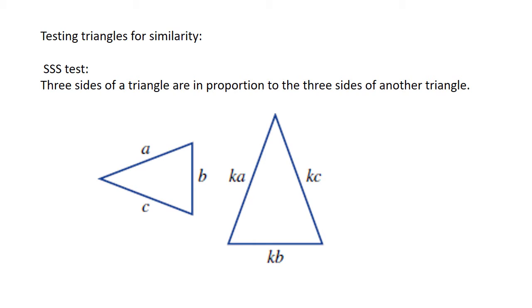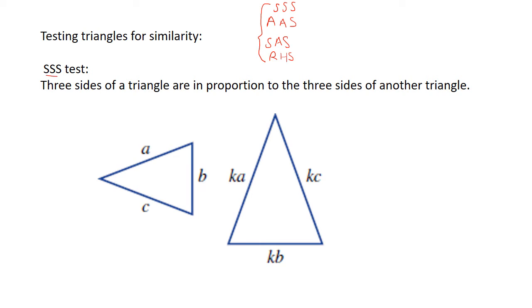Testing triangles for similarity. Before, when we looked at congruence, there were 4 tests for congruency. Let's just quickly do a review. So there was the angle, angle, side rule. There was the side, side, side rule. There was the SAS rule, the side, angle, side rule, and the RHS rule. Okay, so the rules for testing triangles for similarity are very similar. We use these rules, but in a slightly different way.